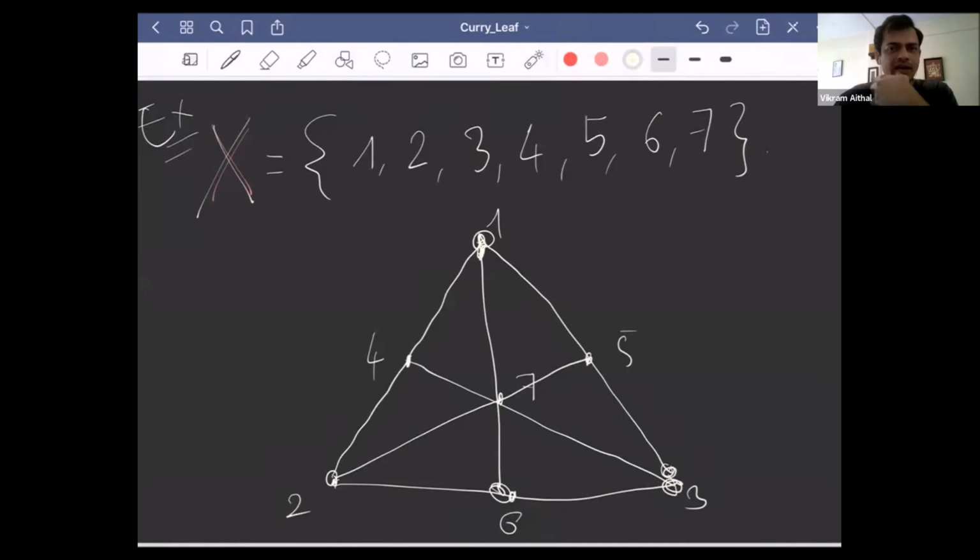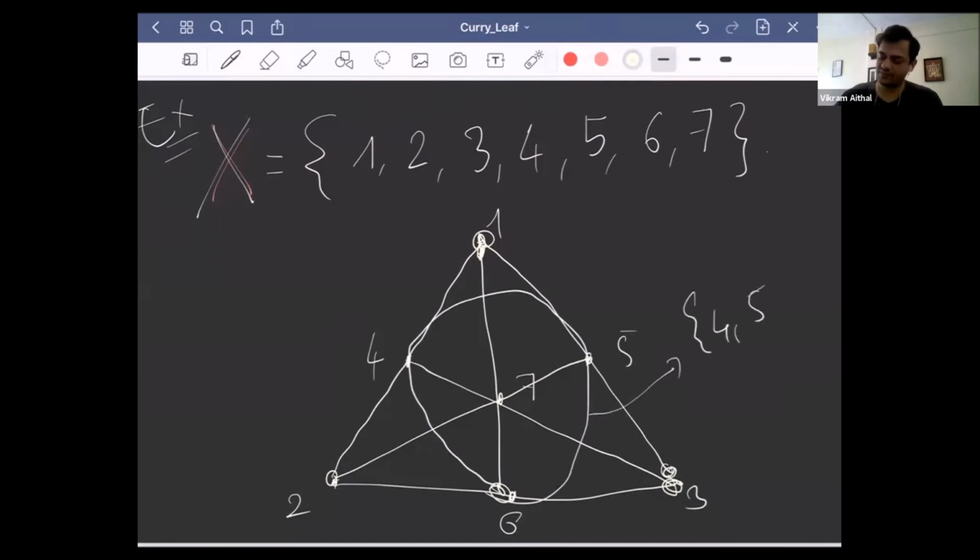See, I don't have a line joining the points 4 and 5. I don't have a line joining the points 4 and 6 and 5 and 6, right? So I'll draw this. So in this, what is in my picture? What is this? This is just the subset 4, 5, 6. Okay.